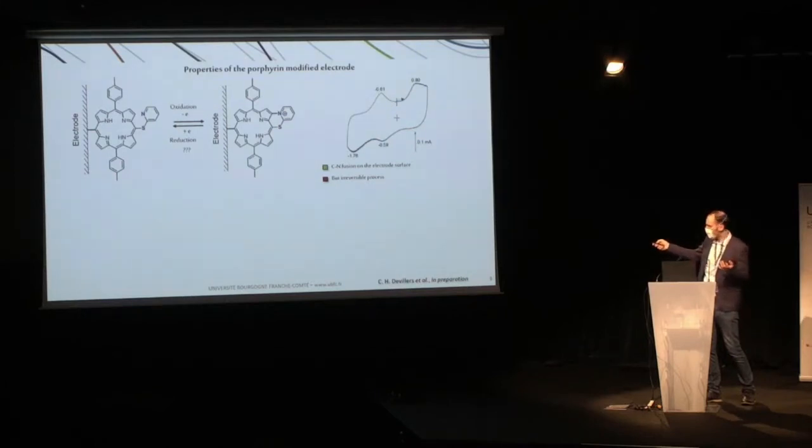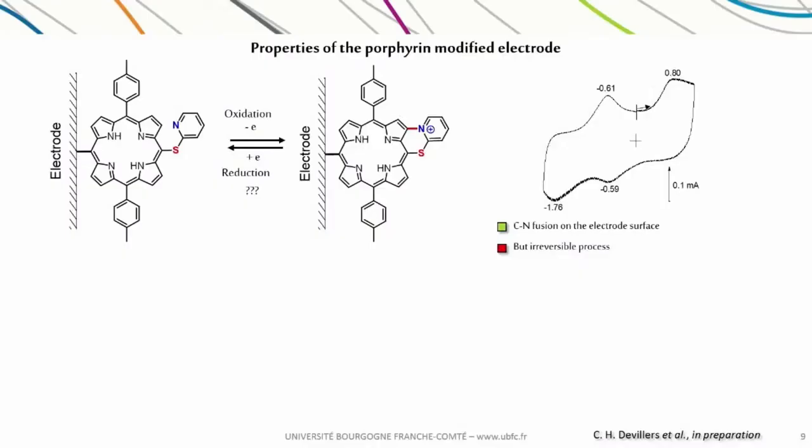This could correspond to the formation of the pyridinium, sorry. So that means that this pyridinium is electron poor, so it's easily reducible. And that means that probably this reduction comes from this pyridinium. So that's the indirect proof that the material is probably formed here. So that means that the connection is formed, but unfortunately, when you are doing multiple cycles, we see that the process is irreversible.